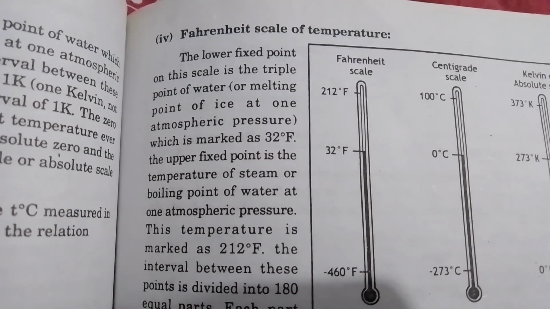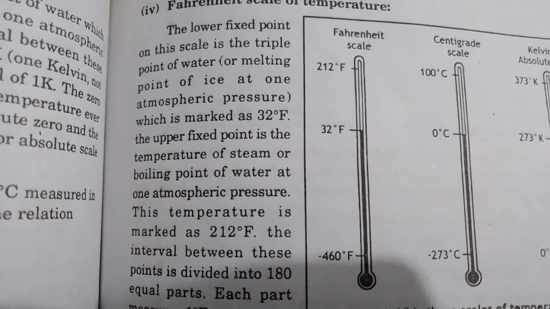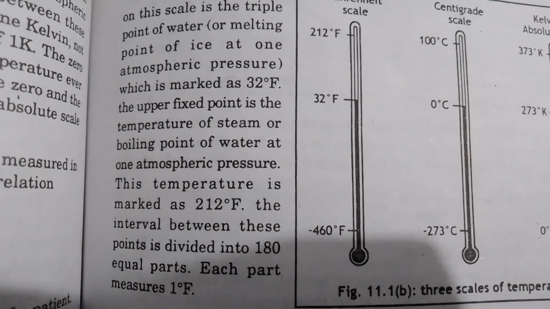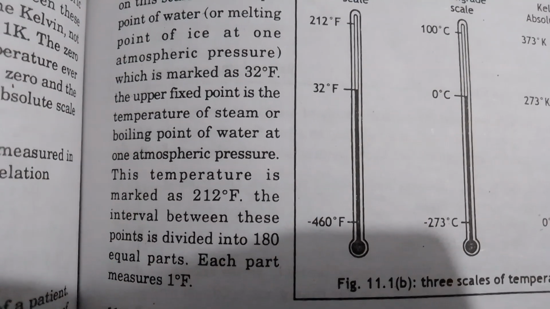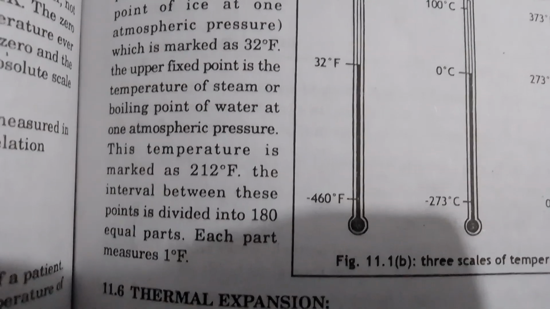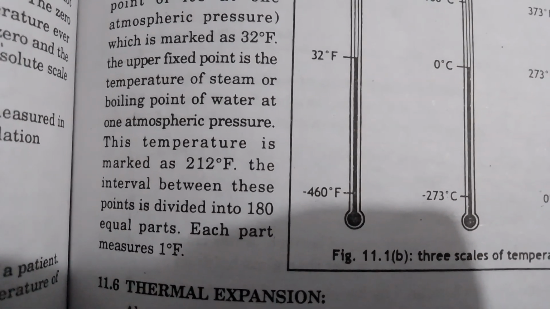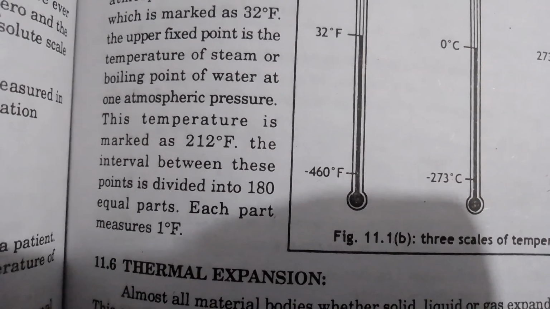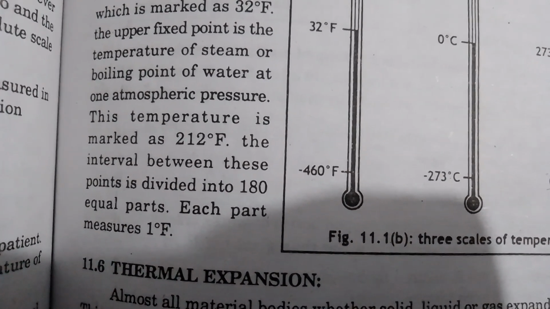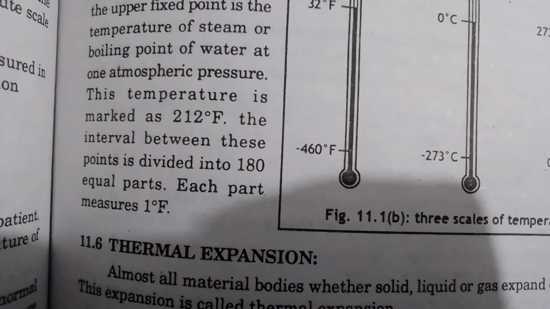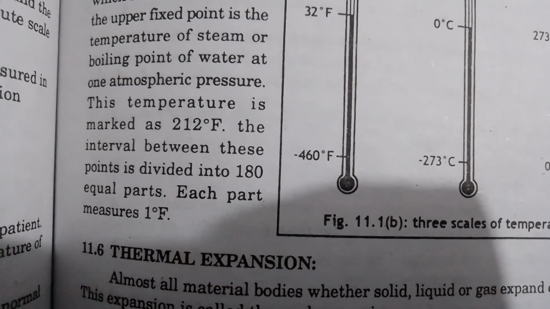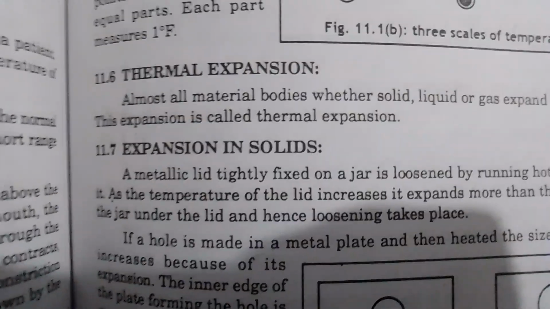The lower fixed point on this scale is the triple point of water or melting point of ice at 1 atmospheric pressure, which is marked as 32 degrees Fahrenheit. The upper fixed point is the temperature of steam or boiling point of water at 1 atmospheric pressure. This temperature is marked as 212 Fahrenheit. The interval between these points is divided into 180 equal parts. Each part measures 1 degree Fahrenheit.